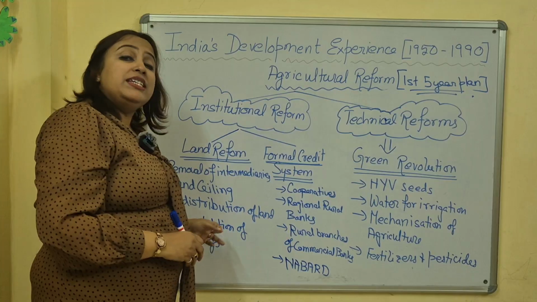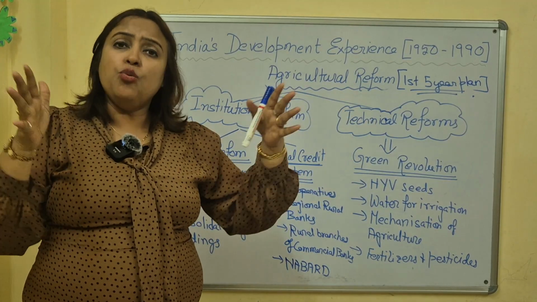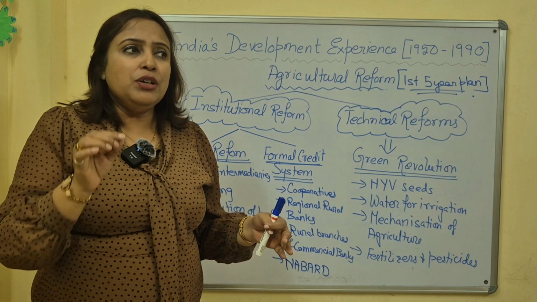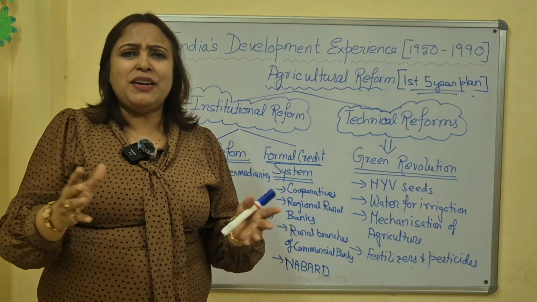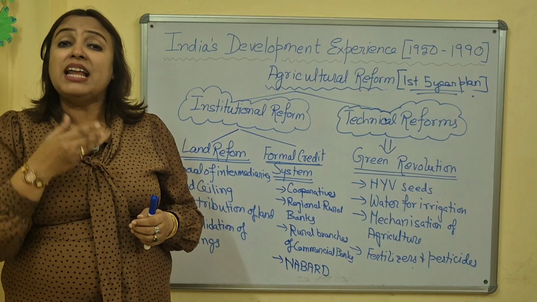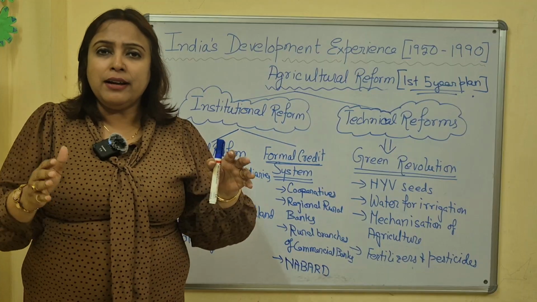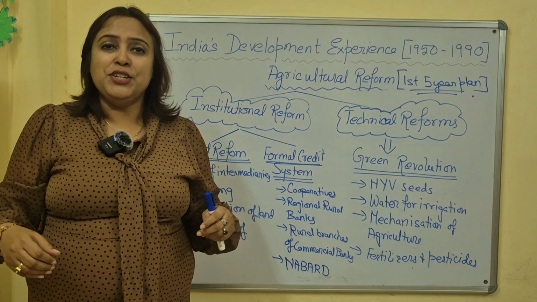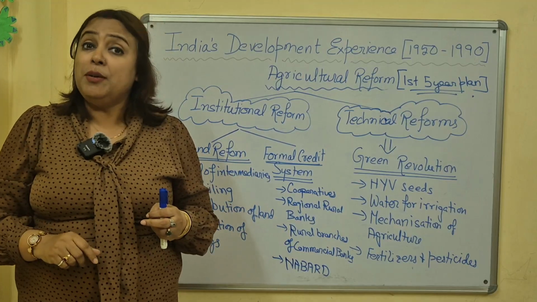Last one is consolidation of holdings. This was done to bring all the scattered holdings into one place. Because with the traditional system of agriculture, plowing the soil with bullocks was very easy in a small piece of land. But frankly speaking, with mechanization of agriculture, when you have to run a tractor, you cannot take a tractor into a very small piece of land. You have to consolidate them. A huge piece of land can only be plowed with the help of a tractor.